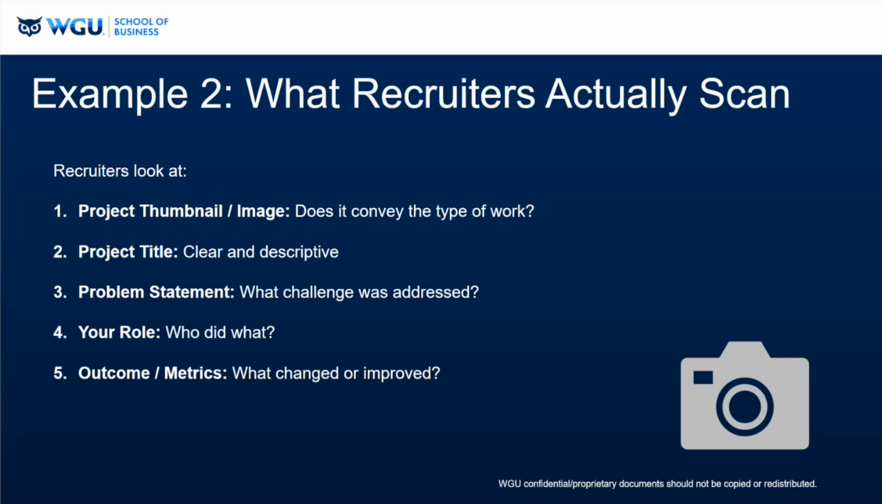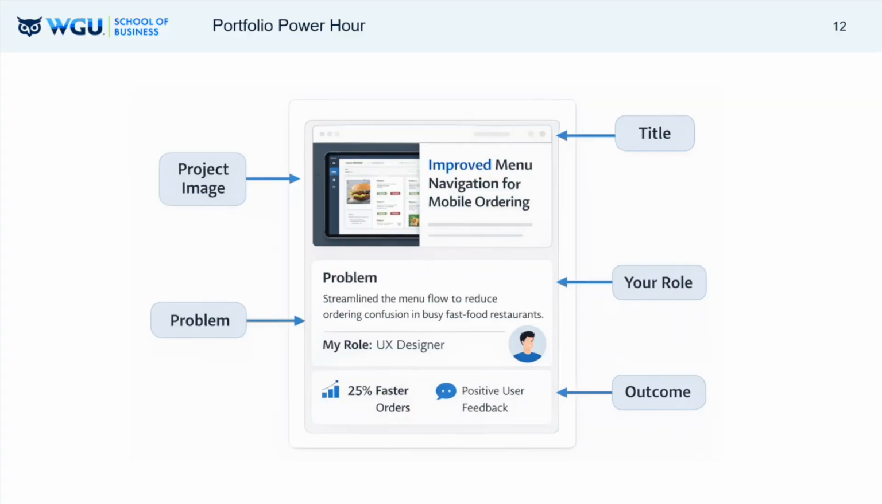Your project title, just like we just talked about, clear and descriptive. Problem statement, we're going to get into that. What challenge was addressed? Your role, who did what? And then your outcome or metrics, what changed or improved. All right, so we're going to dive into each of these things.